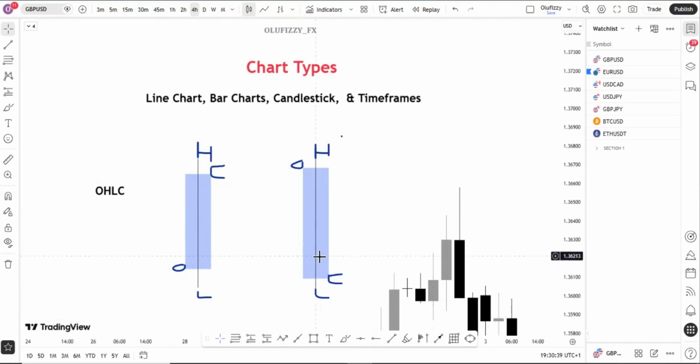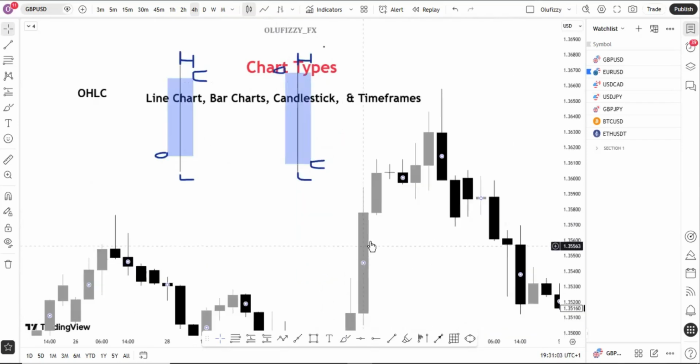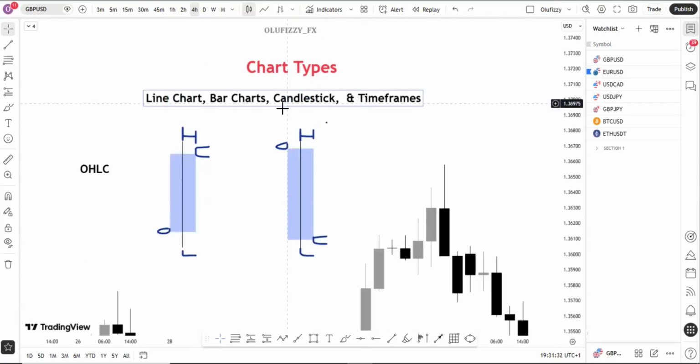But you can decide to use any color of your choice. So you see the color I use here. So this is a bullish candle, while this black one here is a bearish candle. In simple terms, a bullish candle opens lower and closes higher, while the bearish candle opens higher and closes lower. So that is the fastest way you can know a bearish and a bullish candle.